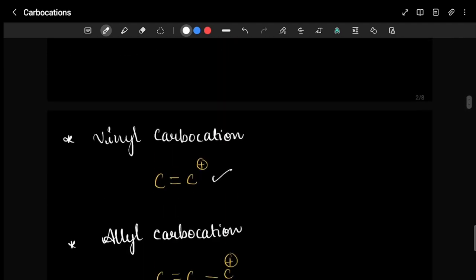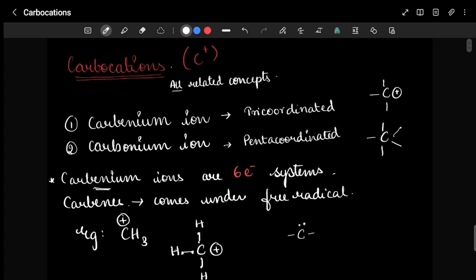So this is about carbocation. We have covered all concepts related to carbocation, right? Thank you.